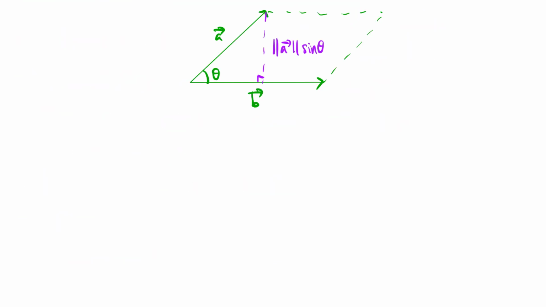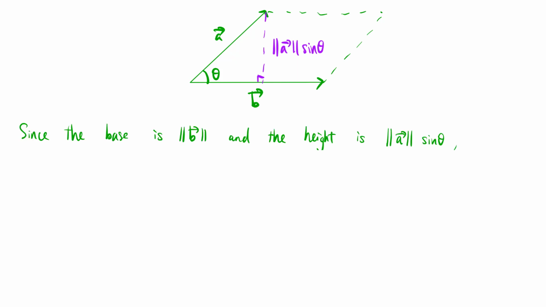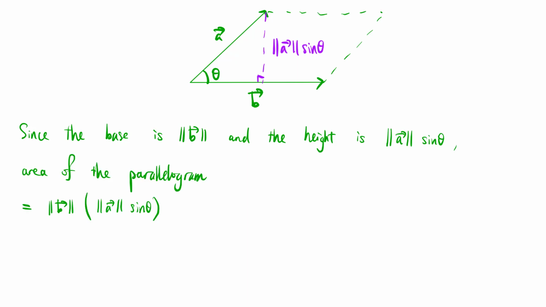Now we consider the parallelogram formed by A and B. By taking the length of B as the base, we know that the height is equal to the length of A times sine theta using simple trigonometry. Hence, the area of the parallelogram equals the length of B times the length of A times sine theta, which equals the length of A times the length of B times sine theta. And this completes the proof.